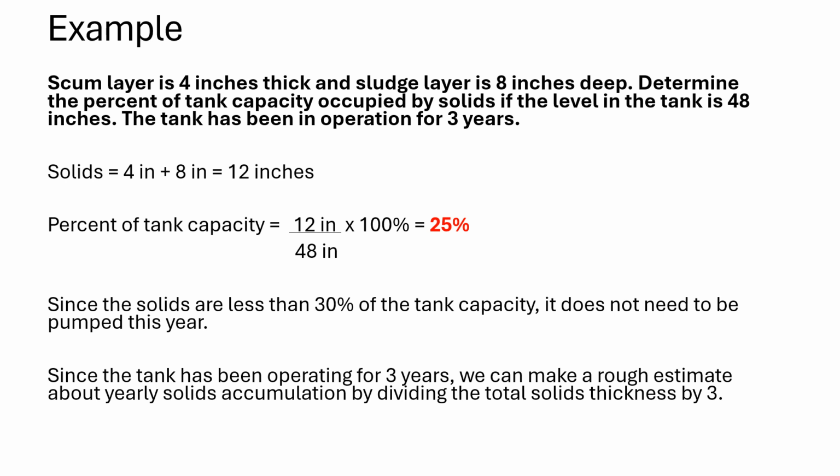Also, we can give ourselves a rough estimate of how quickly solids have been accumulating. If we take our 12 inches of accumulation divided by the 3 years of the tank operation, 12 divided by 3 equals 4, or 4 inches per year of solids have been accumulating. And we can use that information to predict future pumping events or the frequency of pumping over time for this tank.